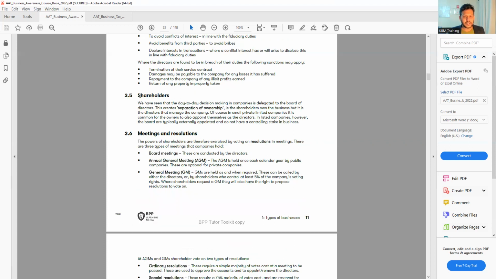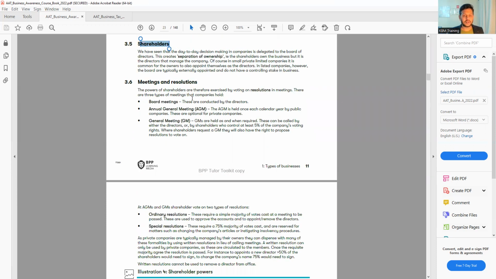All right, shareholders. We said the shareholder is the actual owner of the business. We discussed that it is not necessary for the shareholder to be in the business. They can be somewhere else. They own the business, but the business will always be run by the directors. We have some meetings, so the meeting and the resolution. Now, normally, this is the main and important one. We call it the AGM, Annual General Meeting.